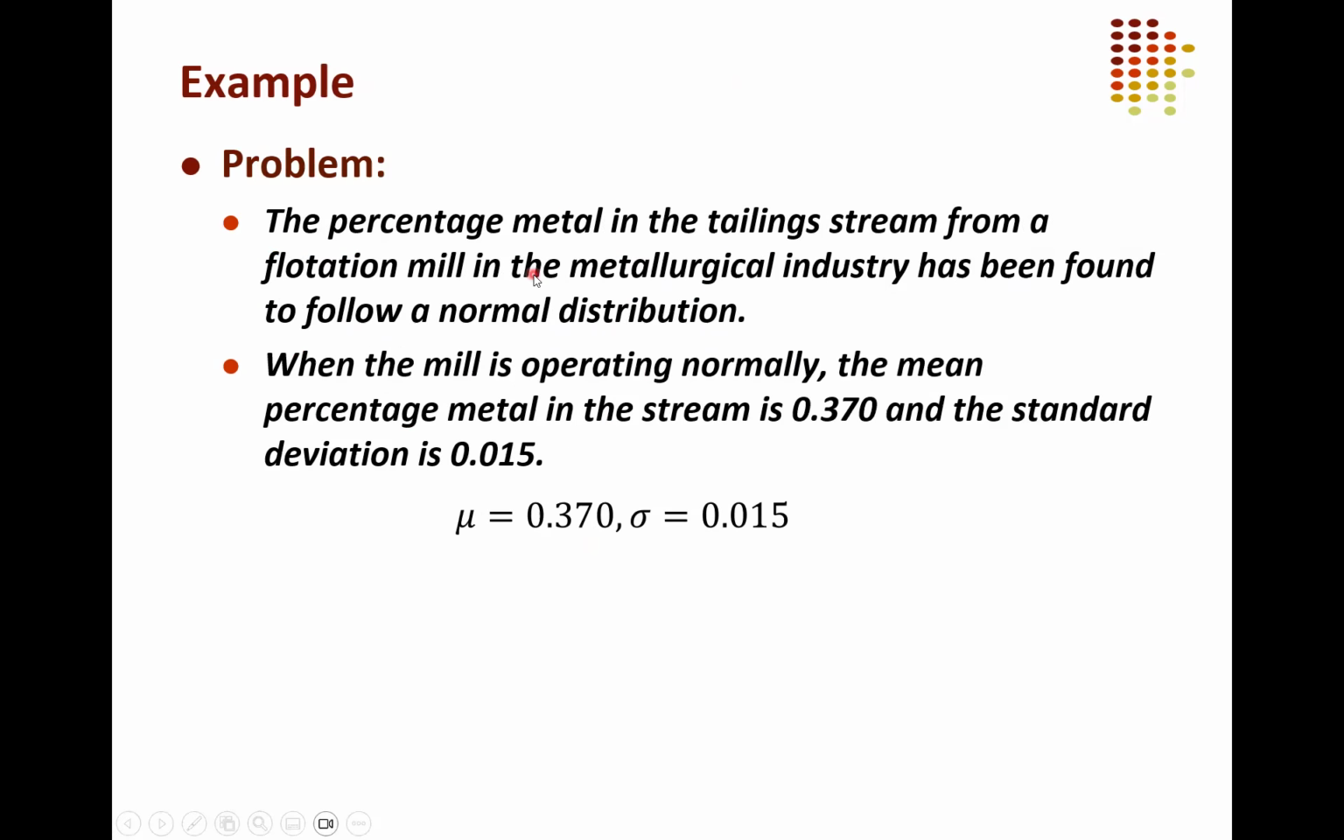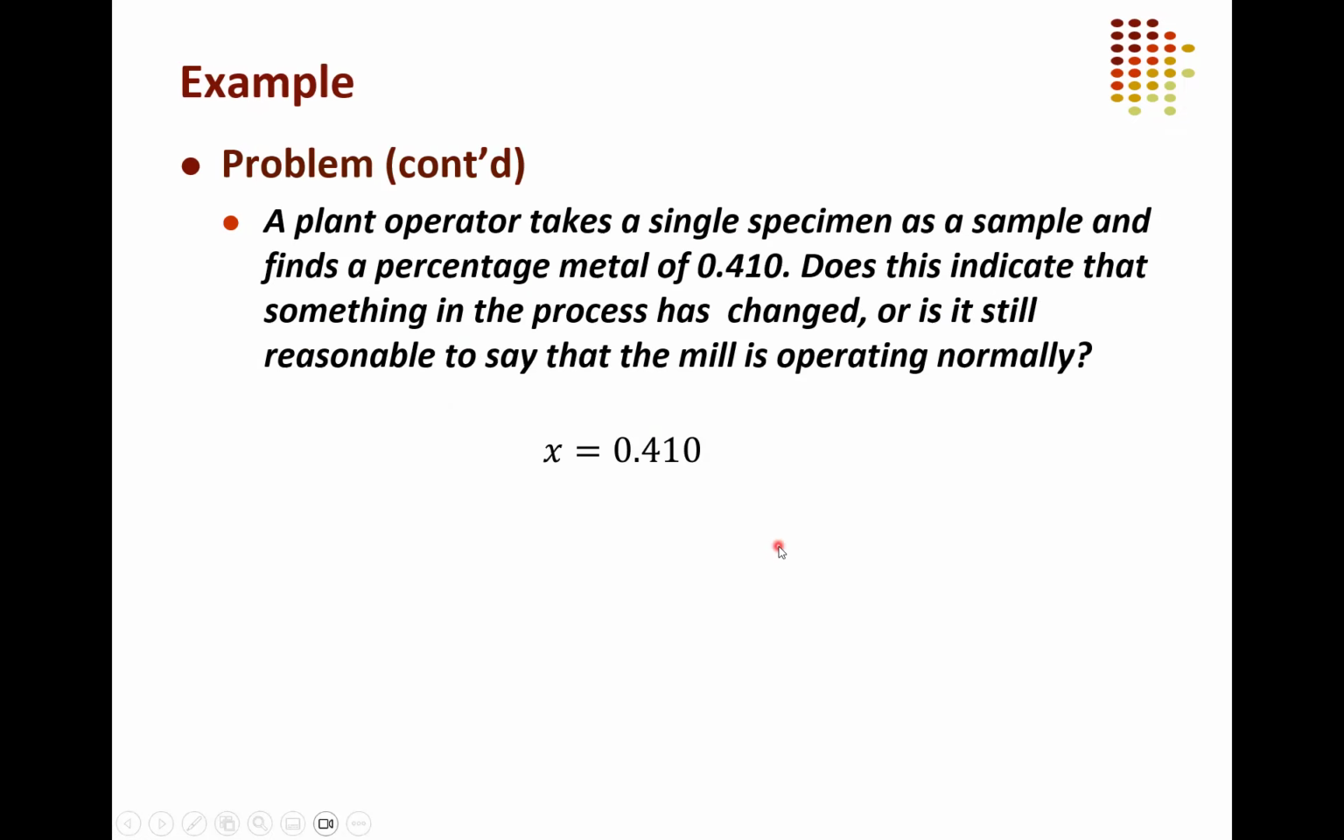The statement is: the percentage metal in the tailing stream from a flotation mill in the metallurgical industry has been found to follow a normal distribution. So this is our assumption. When the mill is operating normally, the mean percentage metal in the stream is 0.370 and the standard deviation is 0.015. So we have adopted the population parameters.